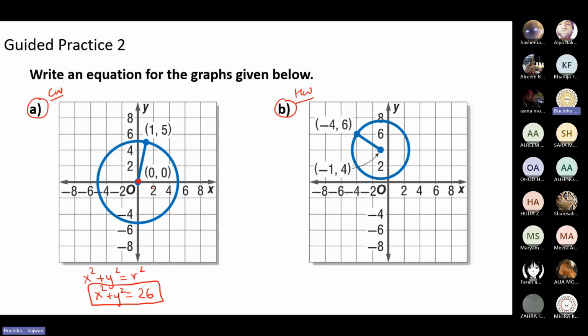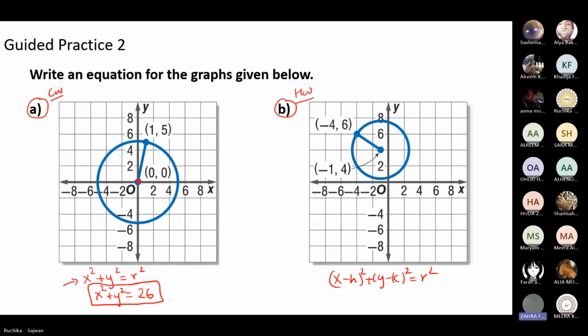I repeat very quickly, if the center is 0, 0, directly use this. Don't go to the other equation. If the center is something else, not 0, 0, then you go for the equation which you wrote. Am I clear? Difference is okay? Yes. Just note down the homework, take a picture, put it in the chat for the girls who are not here, and let's now proceed to the next example.